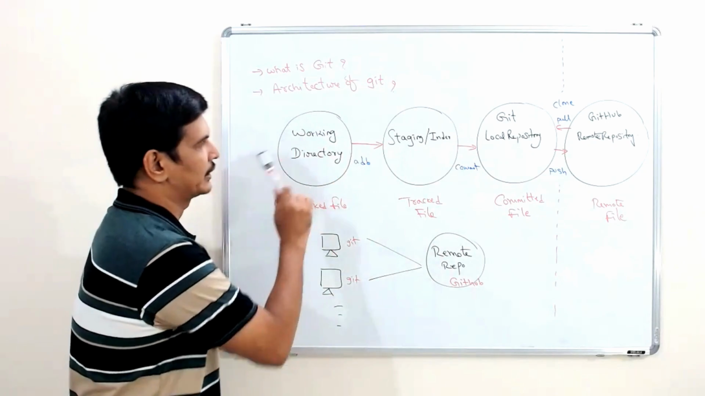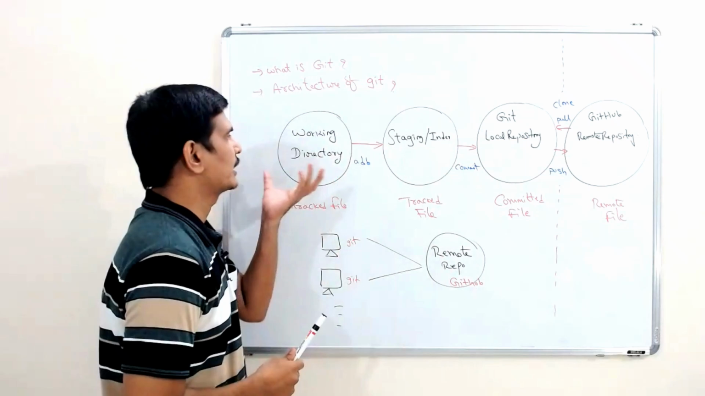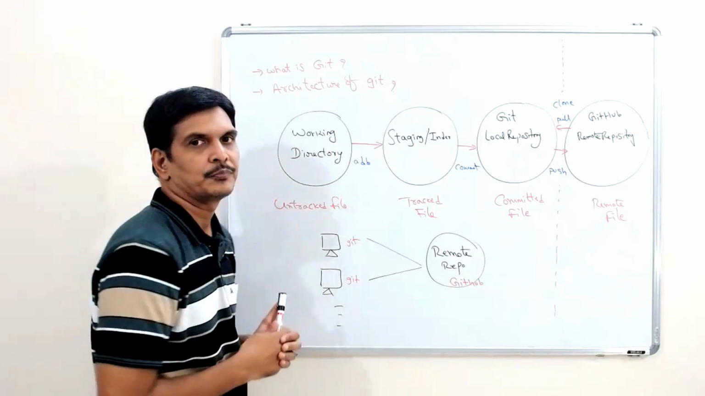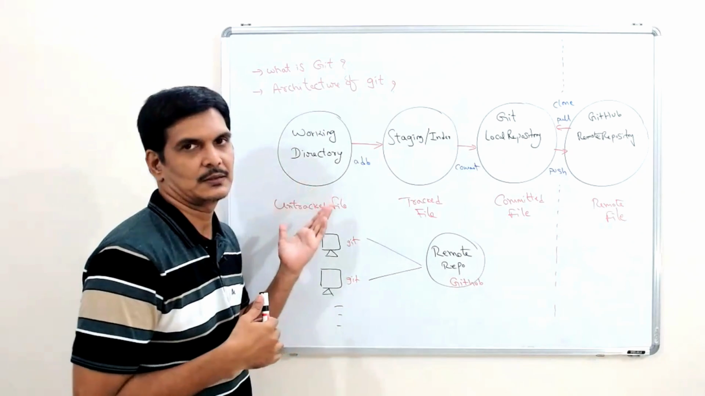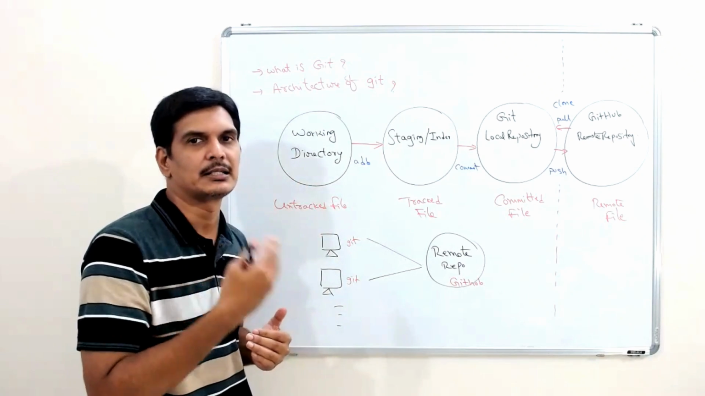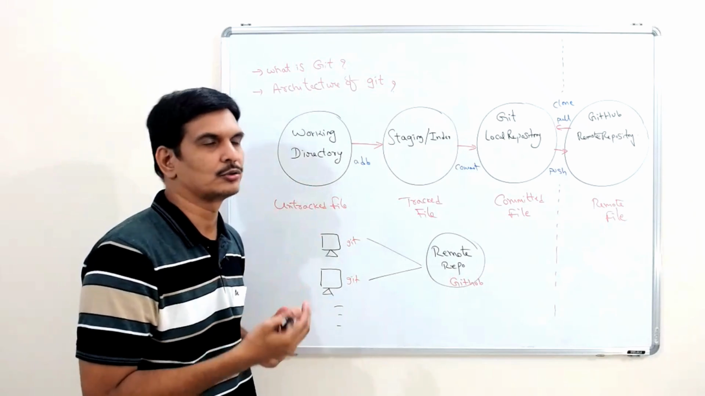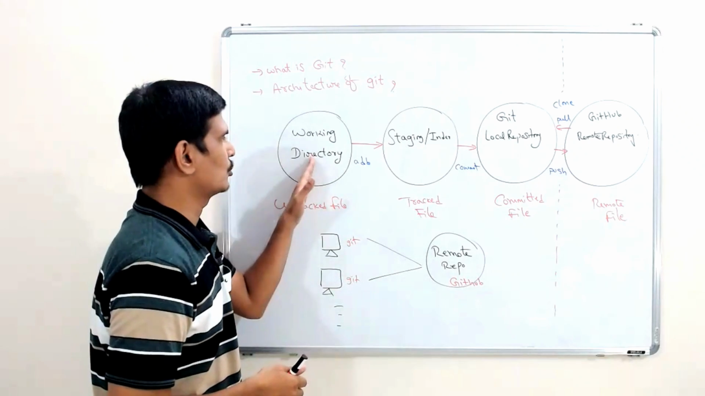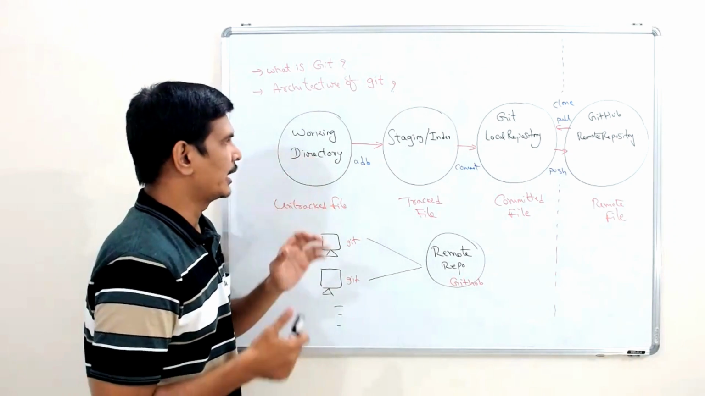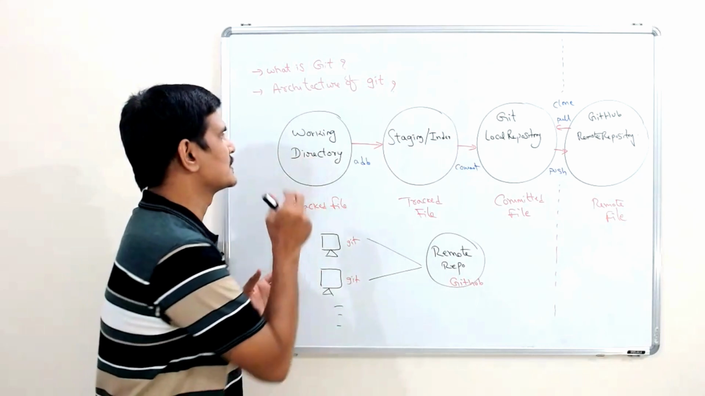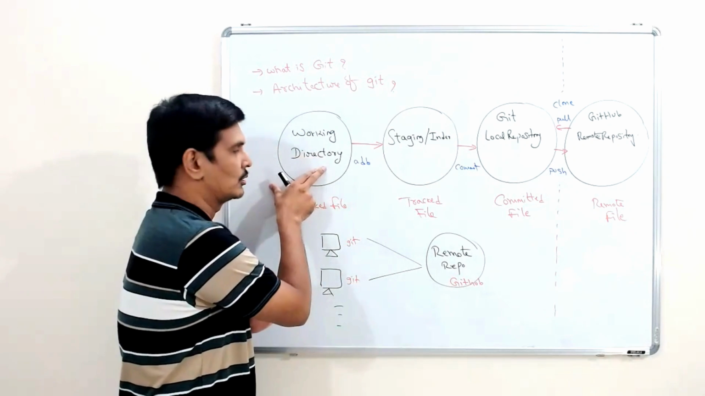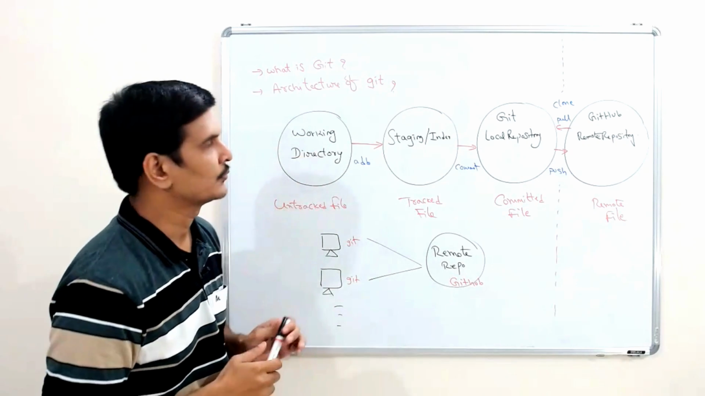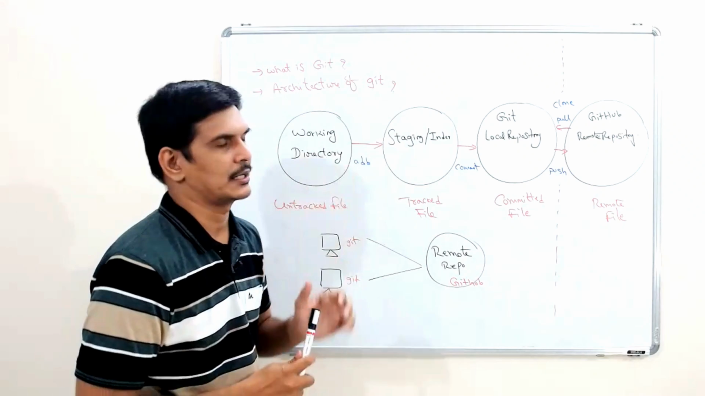When I say working directory, what does that mean? The working directory is a location where the actual project files are present. We can say it is a workspace, meaning wherever we are implementing the project or writing the code. All the files by default will be there in the working directory, which is also called the workspace. Whatever files are available inside the working directory or workspace, we call them untracked files. Now the second stage is the staging area.